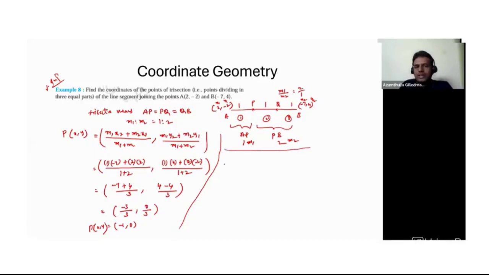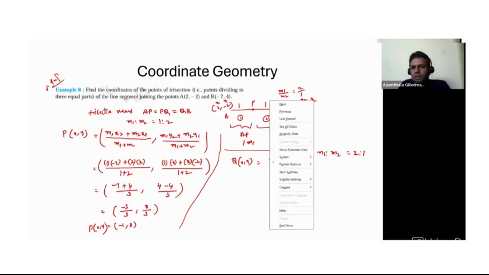Now let's find the second point, Q of x comma y. Here the m1 to m2 you should take as 2 is to 1 because Q divides the line into 2 parts. That is, the first two you need to combine. That means 2 is to 1. Point of trisection means for P you need to take 1 is to 2, the ratio m1 is to m2, and for Q you should take 2 is to 1. Then you will get both P and Q, which divide the line into 3 equal parts. That is nothing but trisection. Right. Now here same formula, right?